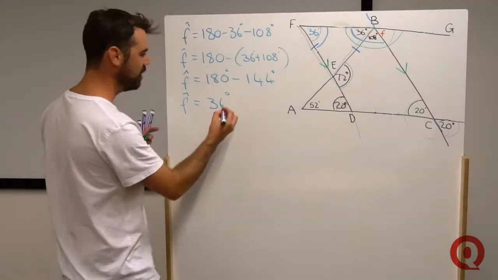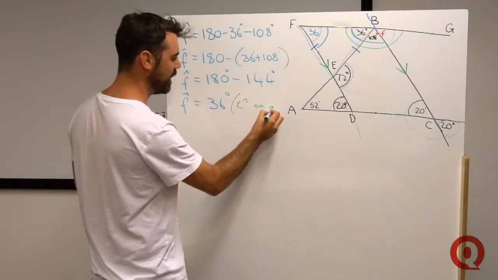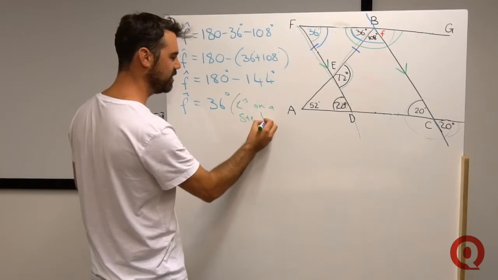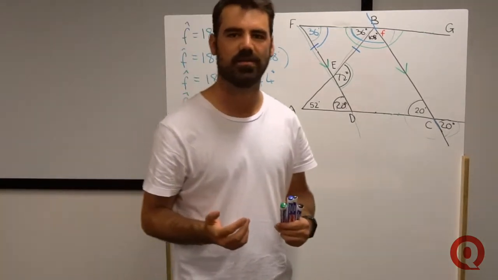So I've now solved F, and the reason is angles on a straight line. And that's my reason. I hope that this makes sense to you.